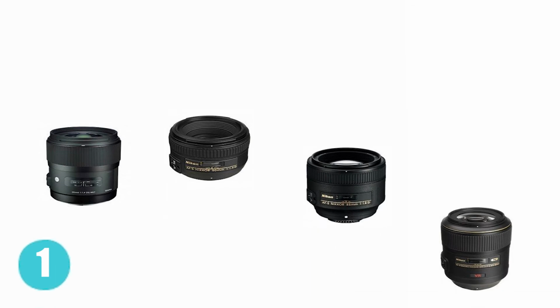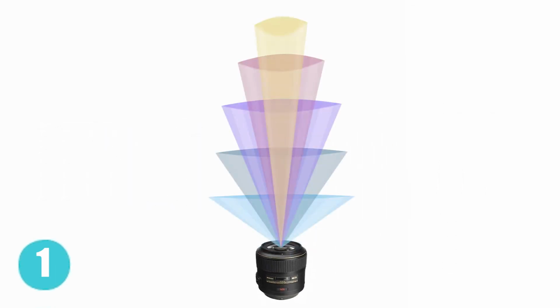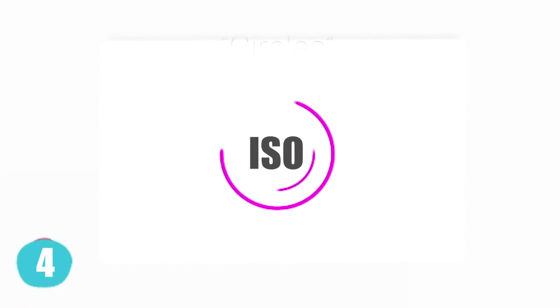The basic elements of photography are the objectives and the focal length, the diaphragm, the shutter speed, the sensitivity, the white balance, and the photometer.